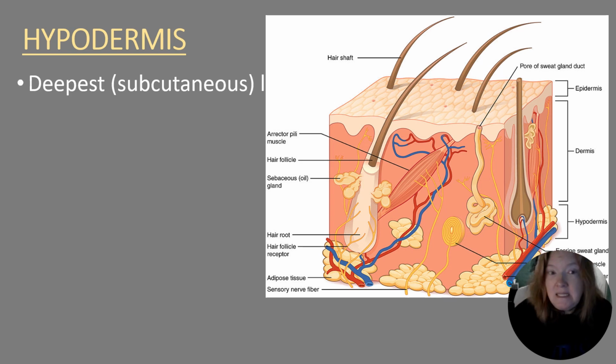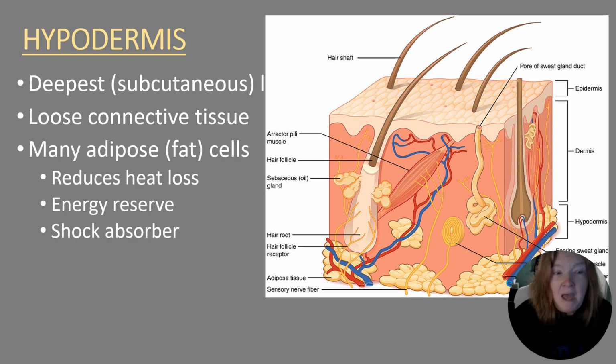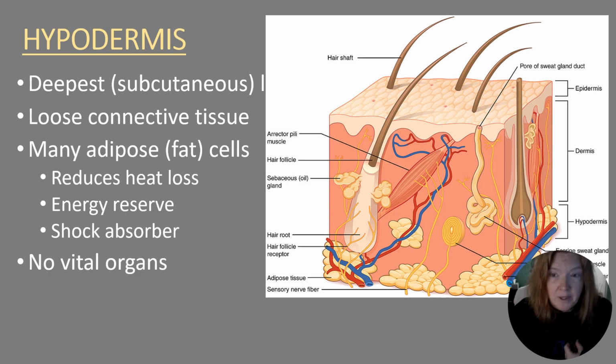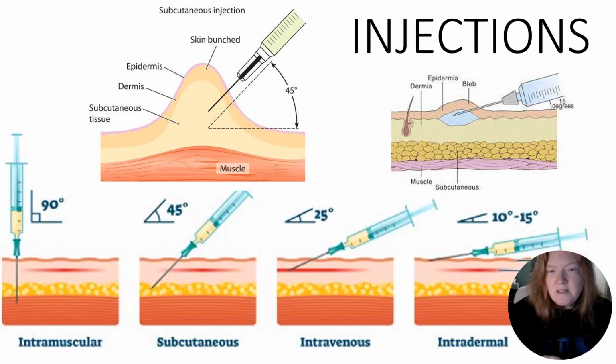The hypodermis is the deepest layer. It's called the subcutaneous layer. It has loose connective tissue. It has many adipose cells. So the loose connective tissue it contains is mostly adipose or fat cells. So it helps to reduce our heat loss. It provides an energy reserve, and it's a shock absorber. There are no vital organs here. And the blood vessels here are larger. So up in the dermis, there's small capillaries, but the larger blood vessels you'll find here in the hypodermis. So that's why this is often a site for injections.